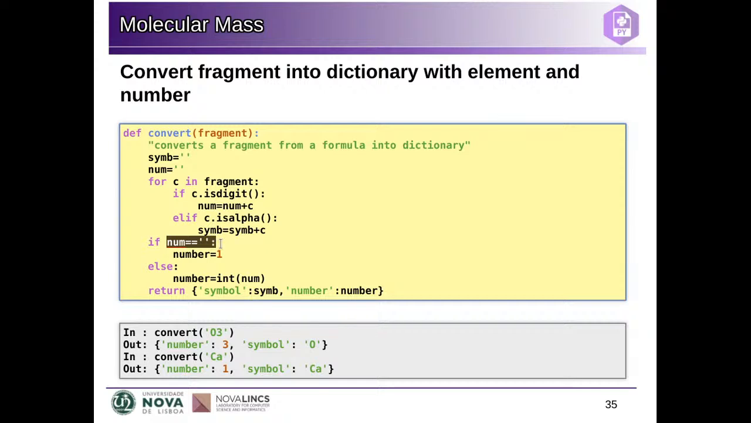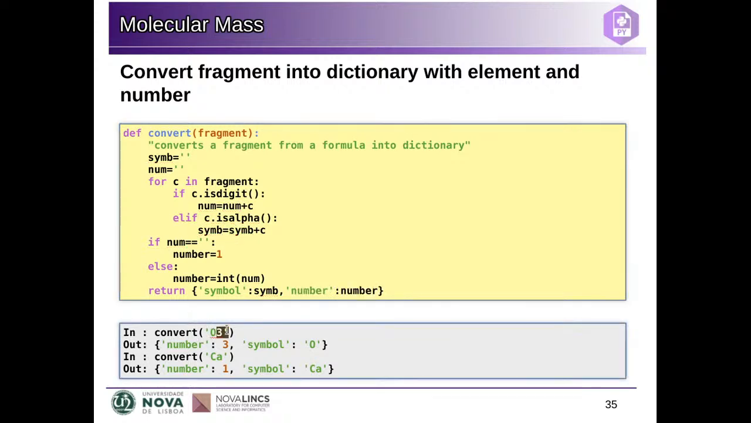So the number is an empty string. That means there is only one atom. Otherwise, if we have some number here, for example, in this case, then the number is the integer of this string. Because we stored these characters as a string, but now we need to convert it into an actual number. So this will return the dictionary that has one symbol entry with the symbol of the element and one number entry with how many times that atom occurs.